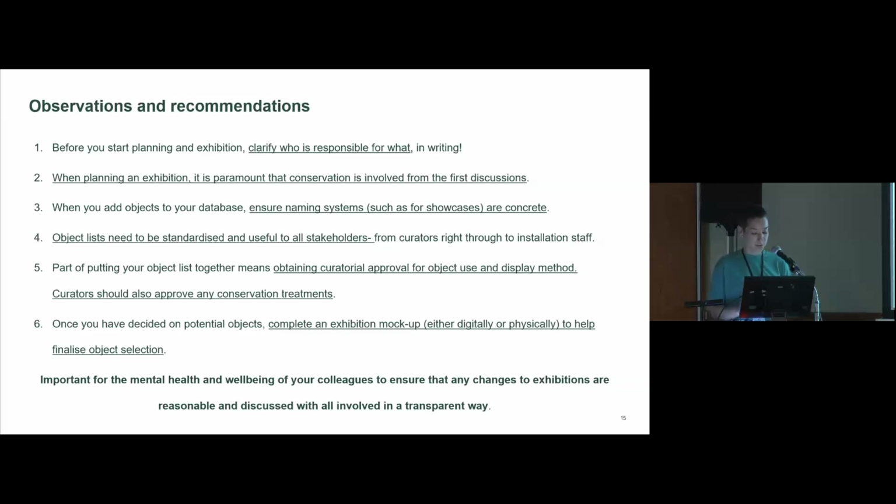4, your object lists need to be standardized and useful to all stakeholders, from curators right through to installation staff. We don't need Latin names or collection locations, field locations. What we do need are showcase numbers, material types, common names, and photographs for easy identification by everyone involved in making the exhibition. 5, putting your object list together means getting curatorial approval for object use, but also make it clear to them how you plan to display your objects. Curators also need to approve any conservation treatments. That way there won't be any surprises later.